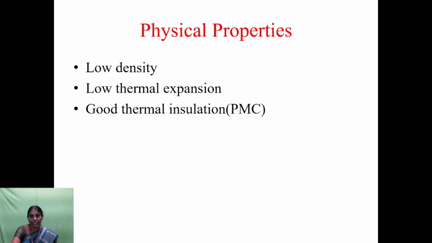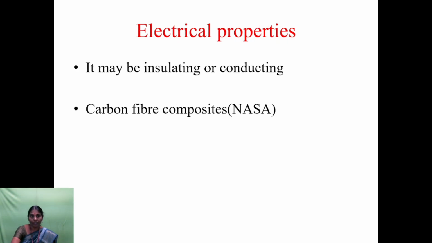Next is the physical properties of the composites. The polymer, especially the PMC, has low density, low thermal expansion and good thermal insulation. And electrical properties: the composite material may be a conducting or insulating material. Therefore, wherever this property is suitable, we can use it as an insulating medium or conducting medium. Second one is carbon fiber composites. NASA used carbon fiber composites due to this particular property.